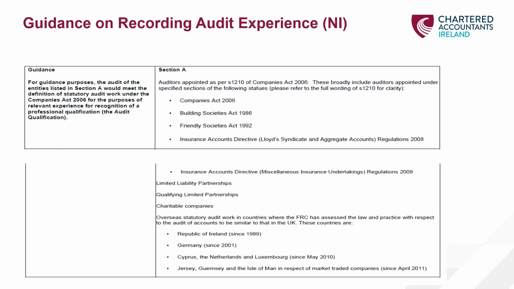Remember when we looked at the definition of statutory audit work for these purposes that it included two elements. The first was auditors appointed as per section 1210 of Companies Act 2006. These broadly include auditors appointed under specified sections of the statutes listed here in the first part of section A. So for example, under the Companies Act 2006, the Building Societies Act 1986, and so on. The most common will be appointments under Part 16 of the Companies Act 2006.